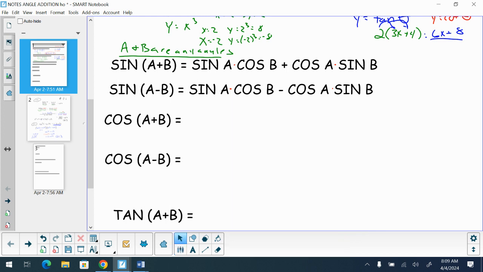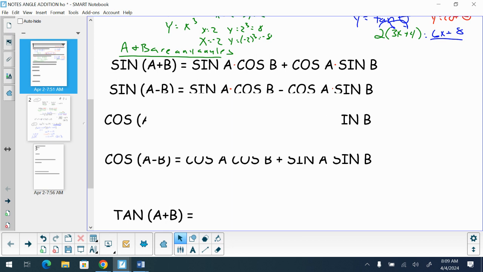Once again, the derivation of this would take me the rest of the period to be able to get through. And once again, I don't see too much benefit in it.